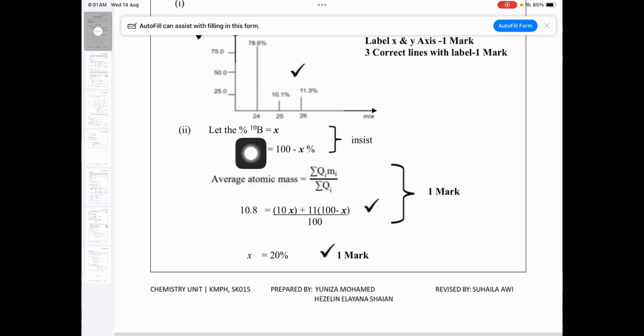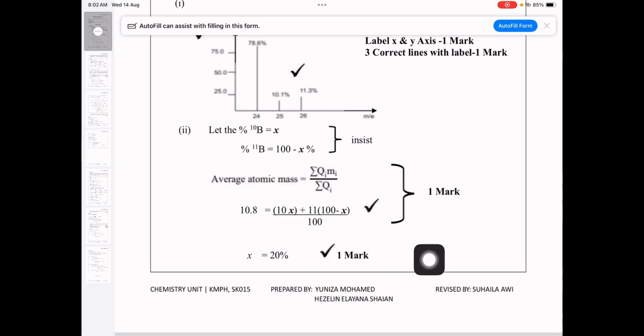Jadi let the percent of boron-10 is x and percent for boron-11 is 100 minus x ya. So this is important, kena tulis assumption ni, and then kita gunakan formula average atomic mass ya, is equal to summation of q_i m_i over summation of q_i. Then substitute into the formula, then end up kita akan dapat x is equal to 20%. So this is the abundance for boron-11 ya.